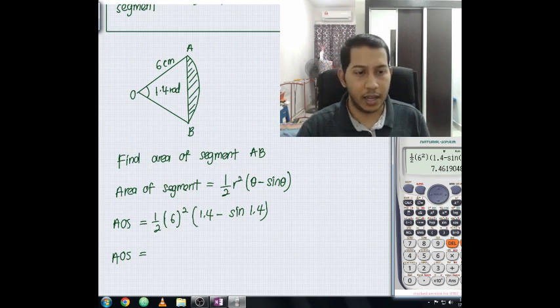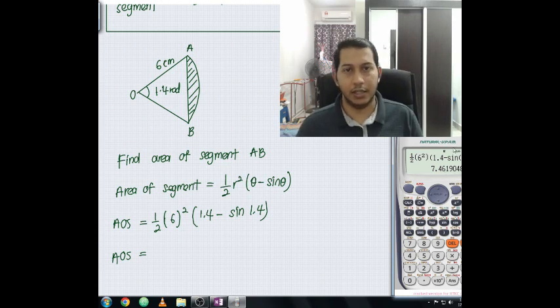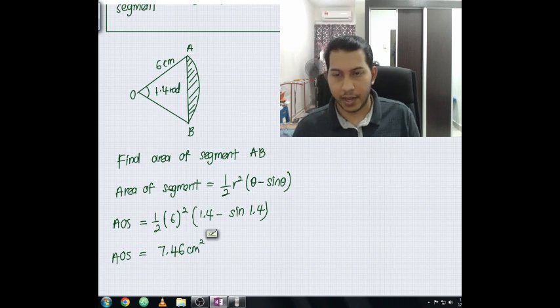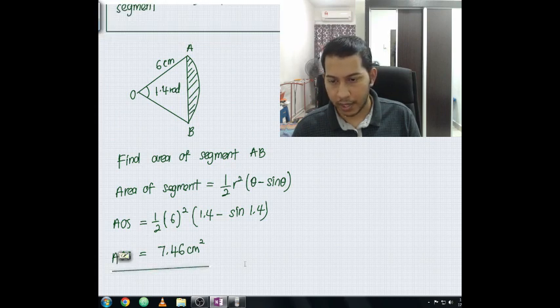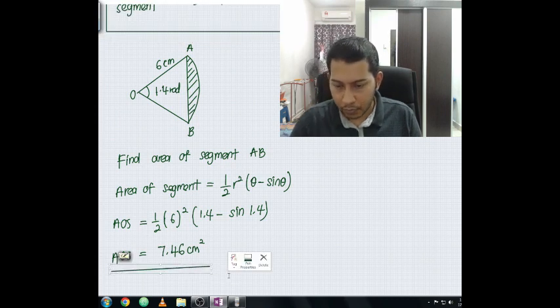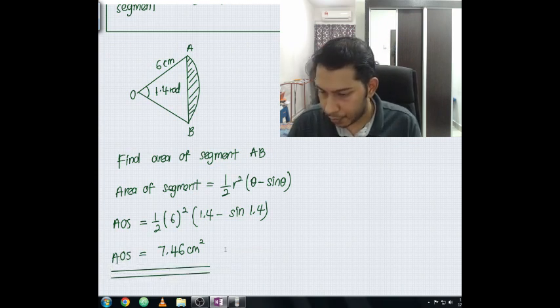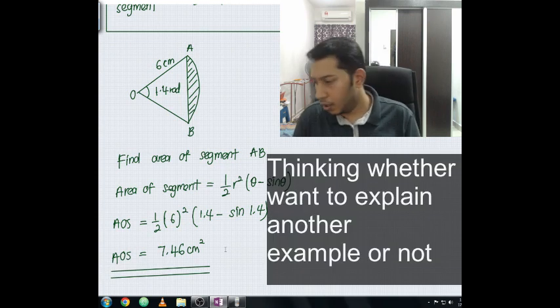So you will take up to 2 decimal place. So from here your answer will be 7.46 centimeters square. So this is your area of segment. It is pretty straightforward. So basically, that is the concept of area of segment.